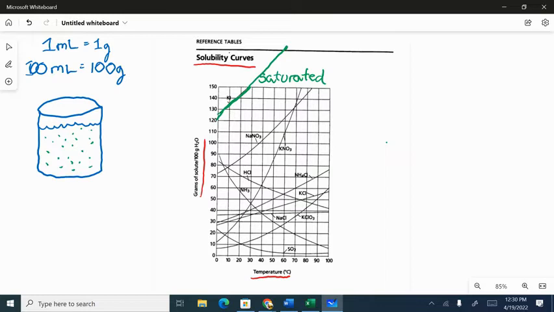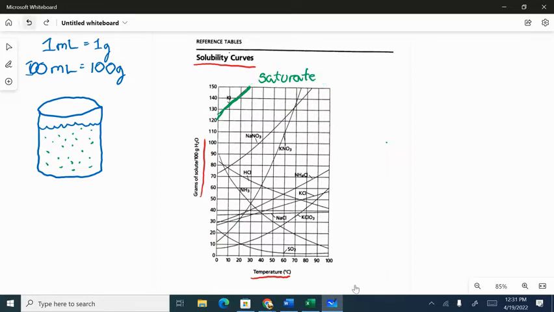So let's pick another one that's important on here. KNO3, right here. Notice how that line has the largest slope, meaning that it changes the fastest with increasing temperature. What that means is that KNO3 has the largest change in solubility as it relates to temperature.